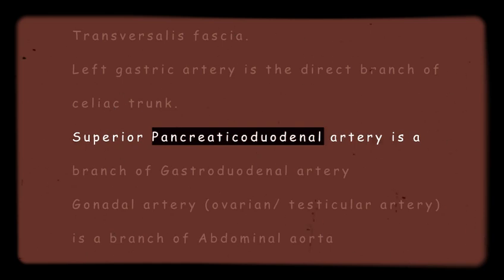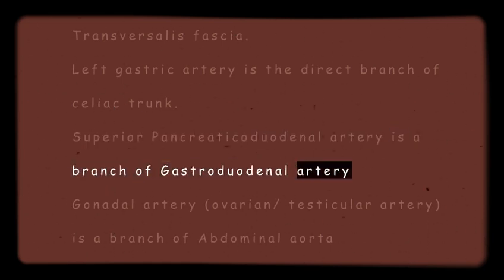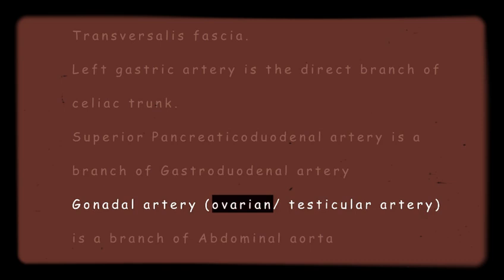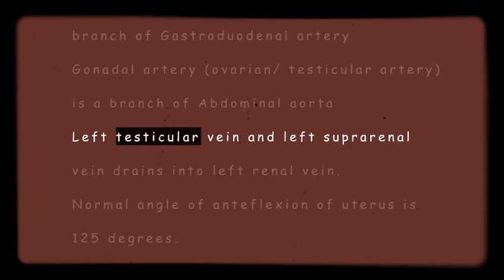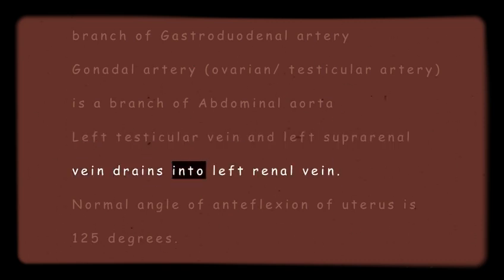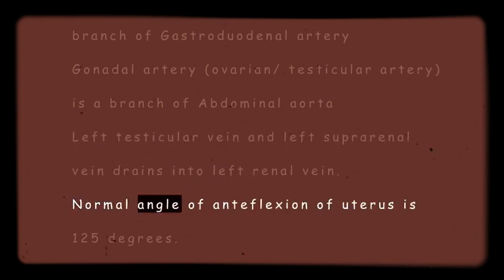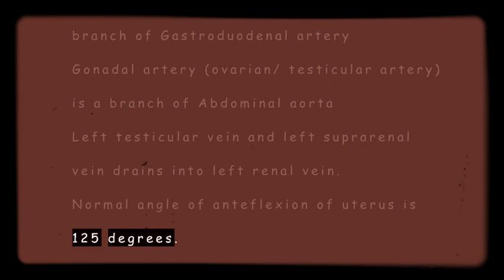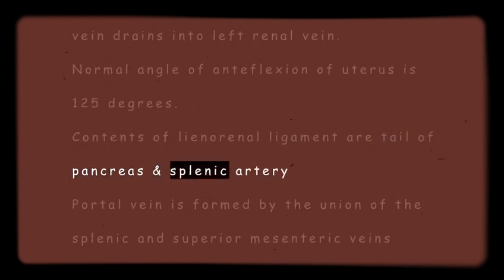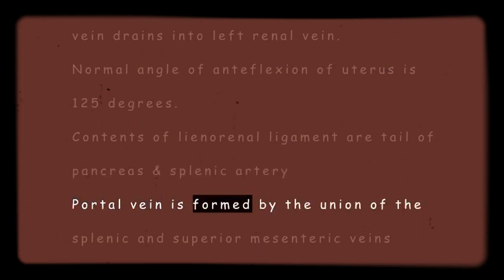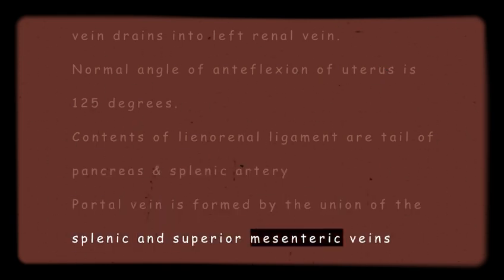Superior pancreaticoduodenal artery is a branch of the gastroduodenal artery. Gonadal artery, ovarian/testicular artery, is a branch of the abdominal aorta. Left testicular vein and left suprarenal vein drain into the left renal vein. Normal angle of anteflexion of uterus is 125 degrees. Contents of lienorenal ligament are tail of pancreas and splenic artery. Portal vein is formed by the union of the splenic and superior mesenteric veins.